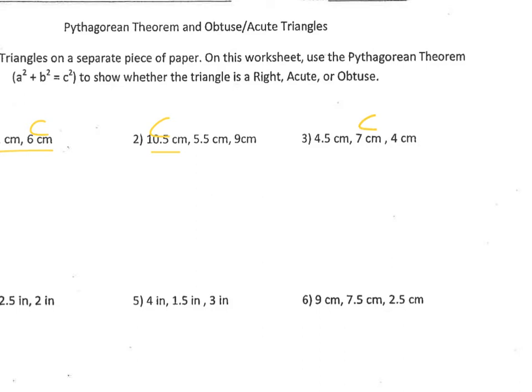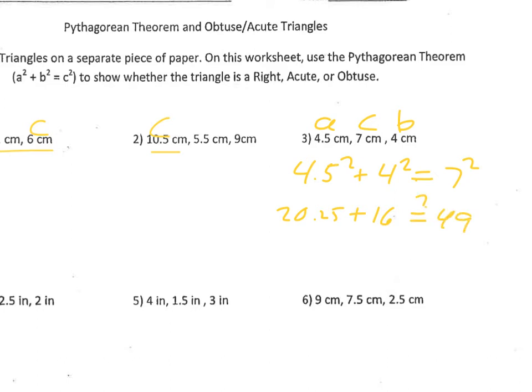And again, when you plug them in, let's say I label this one A and this one B. So when I start putting them in with the formula, here's what your work will look like. 4.5 squared plus 4 squared equals 7 squared. You've got to square each of the numbers and add them together. I think this one ends up being something like 20.25 plus 16 equals 49.